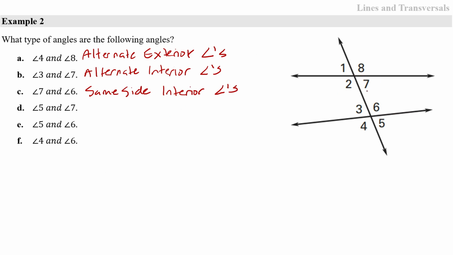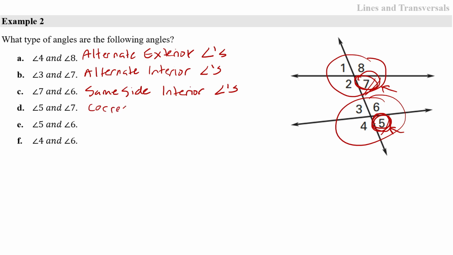5 and 7. So here's 5 and here's 7 over here. And one's inside and one's outside, so we cannot call them either interior or exterior. But you do notice that 7 is the bottom right of these four, and 5 is the bottom right of those four. When angles are in the same place like that, they're called corresponding angles.